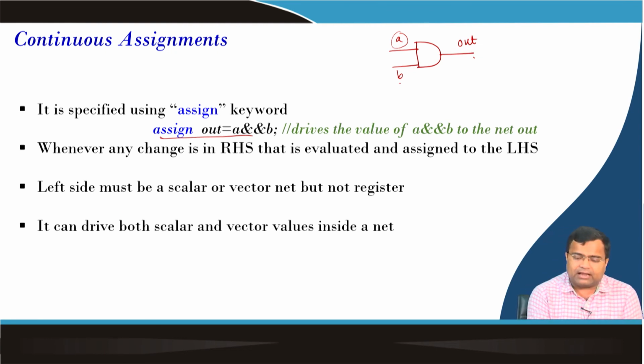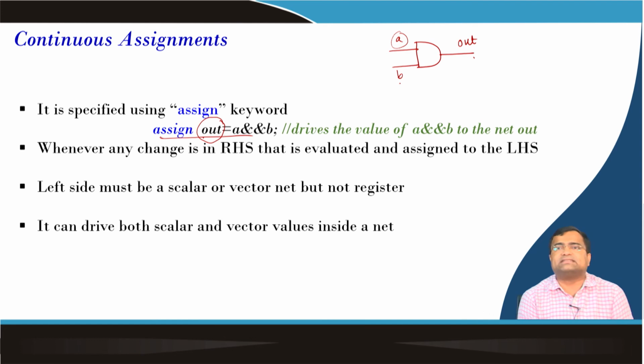And for the left side of this continuous assignment, the output must be a scalar or vector net, but not a register. So it can be scalar or vector, but it must be a wire. It cannot be a register. You cannot store, because these are wires, right? Even if you create a vector with the assign statement, you cannot store it. You may have to use a separate register after that, and we will discuss that when we deal with gate signals. So it can drive both scalar and vector values inside a net.